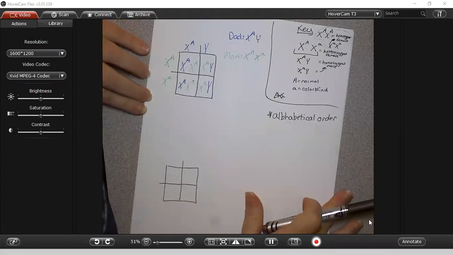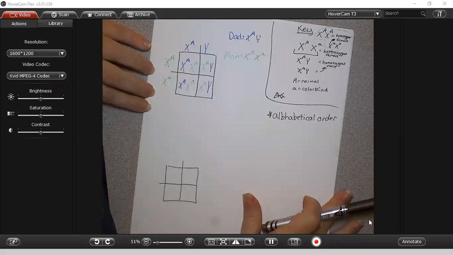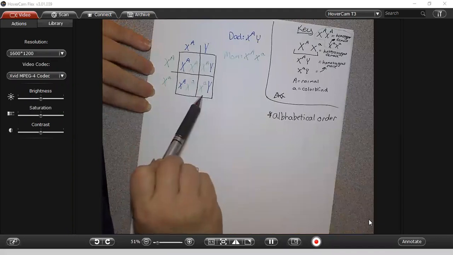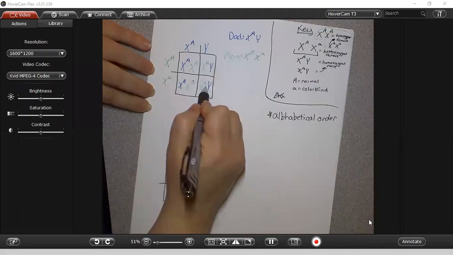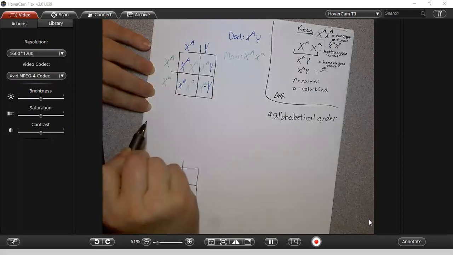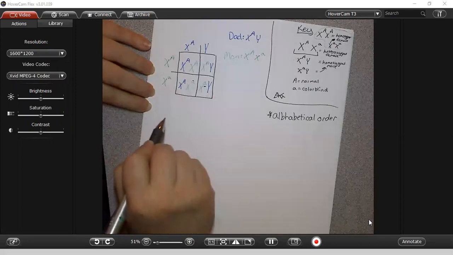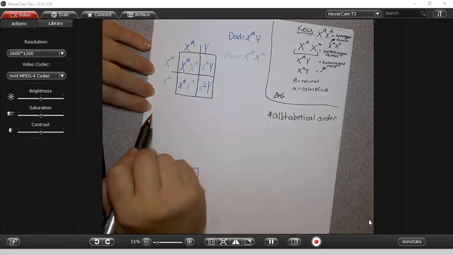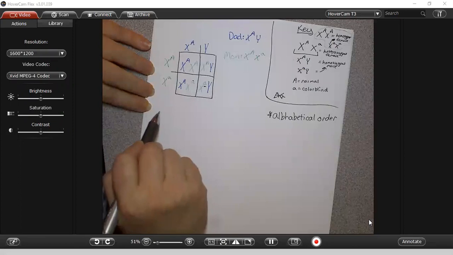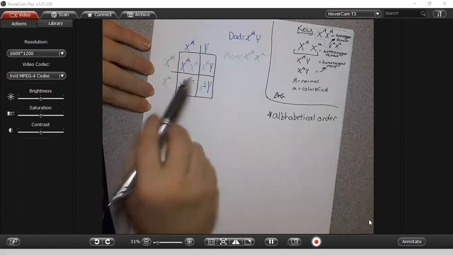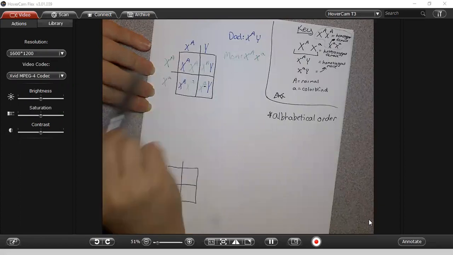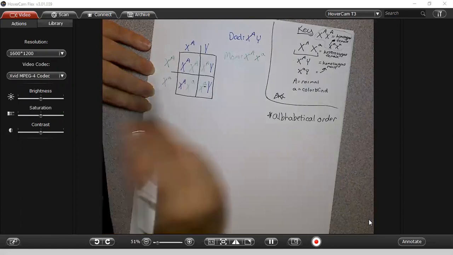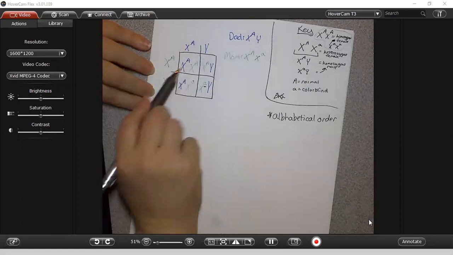So you have to pay attention to what the question's asking. If it says how many offspring are colorblind, well, that's going to be 1. Because this is the only one. There's nothing else to counteract this lowercase a. And if it says how many offspring are colorblind males, that's still going to be 1. If it says how many offspring are normal, that's 3 because you have 1, 2, 3 offspring that have a capital A. If it says how many offspring are normal males, it's only 1 because these 2 are both females.